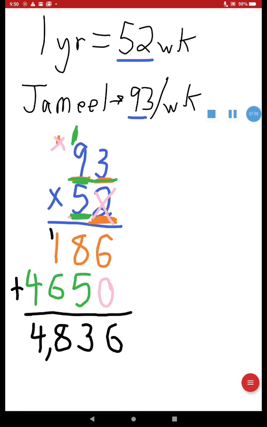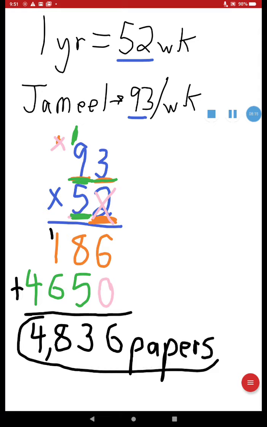And what am I talking about? Remember, it's a word problem, so I need a label. How many papers does Jamil deliver in a year? So, he delivers 4,836 donuts? No. 4,836 papers. And that I can circle and say is my final answer.